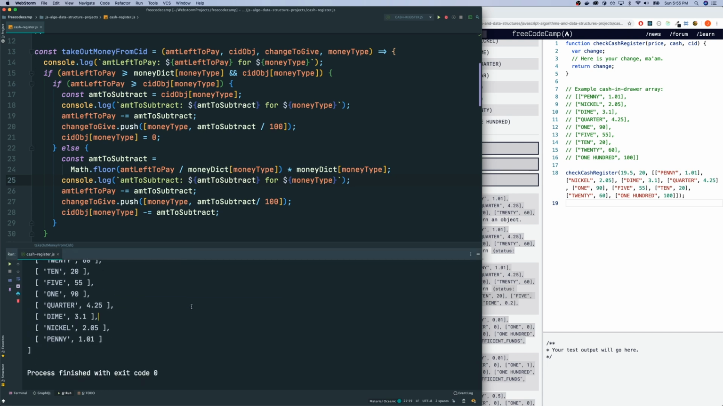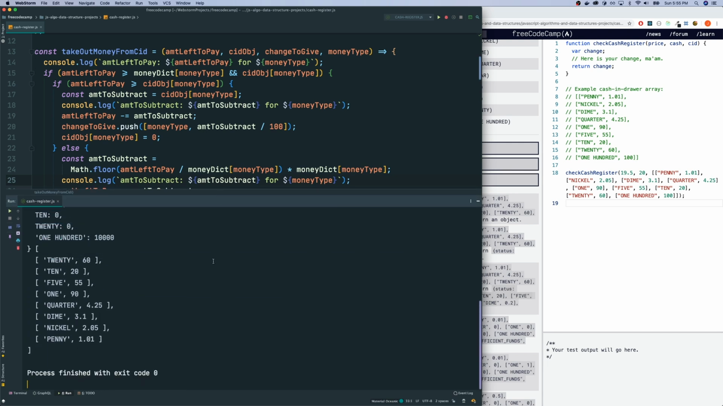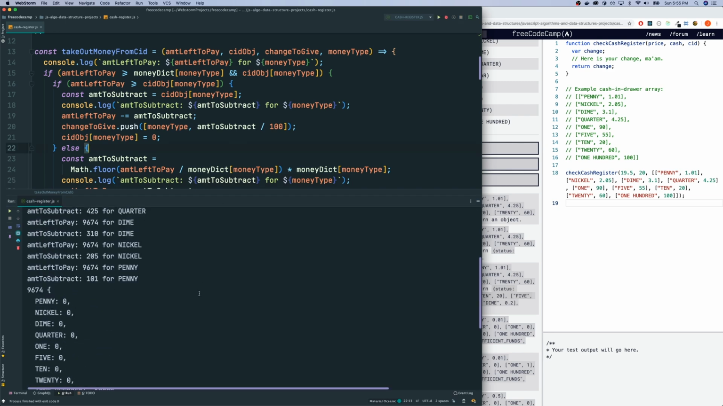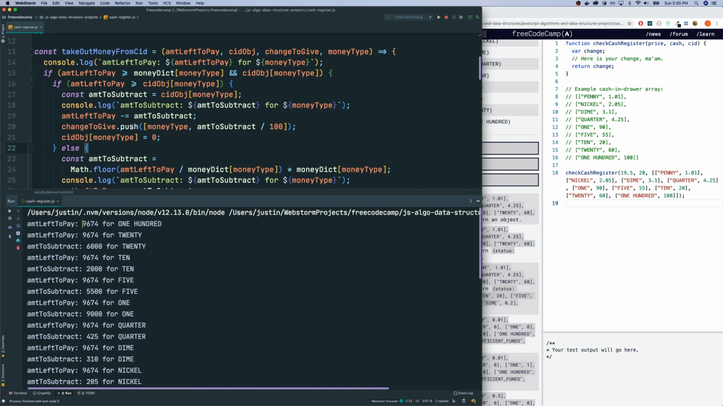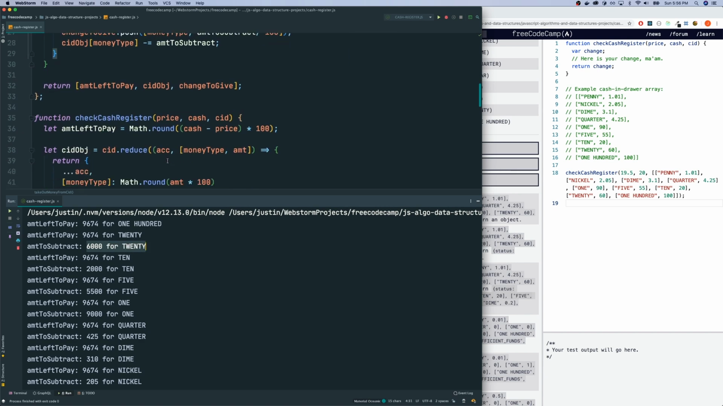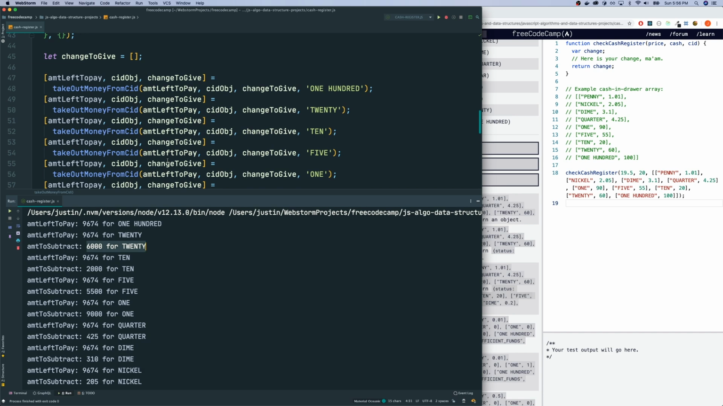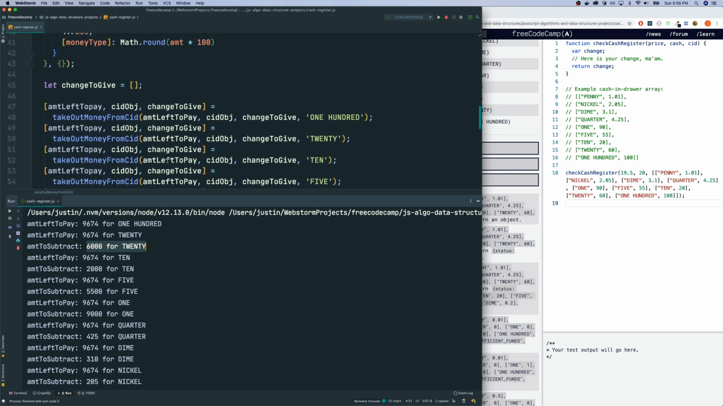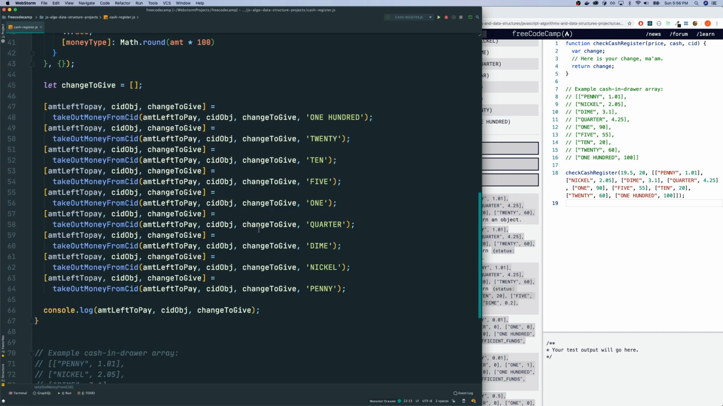And guys, I'm sorry if this is kind of frustrating, but this is just a process of figuring out these types of complicated algorithms. So amount left to pay for 100. Amount to subtract for 20 is 6,000, right? So do we not subtract from the 6,000? Why are we not subtracting? I am so sorry, you guys.